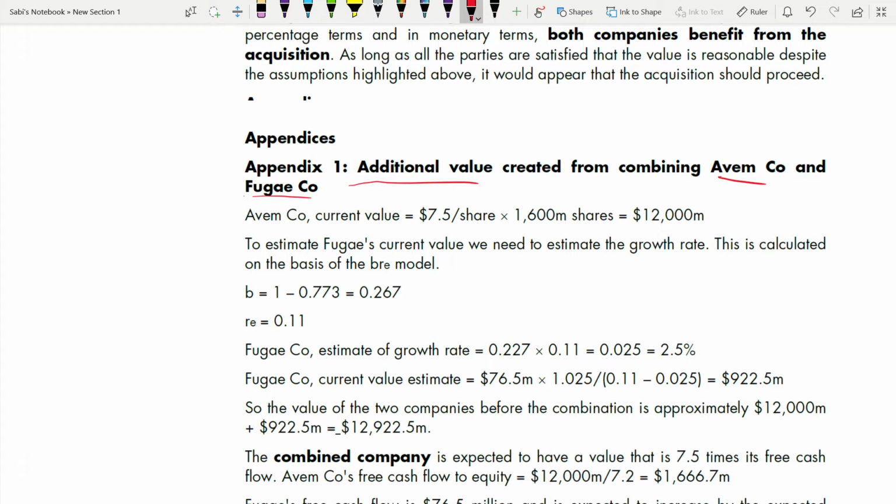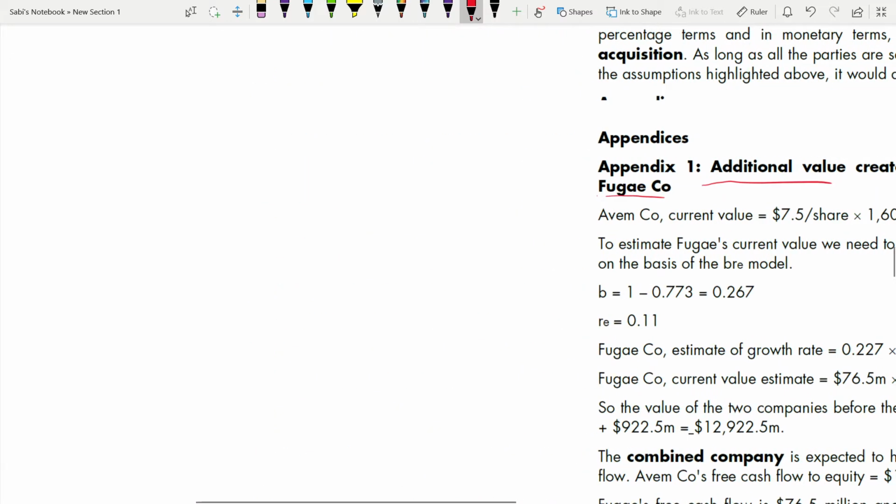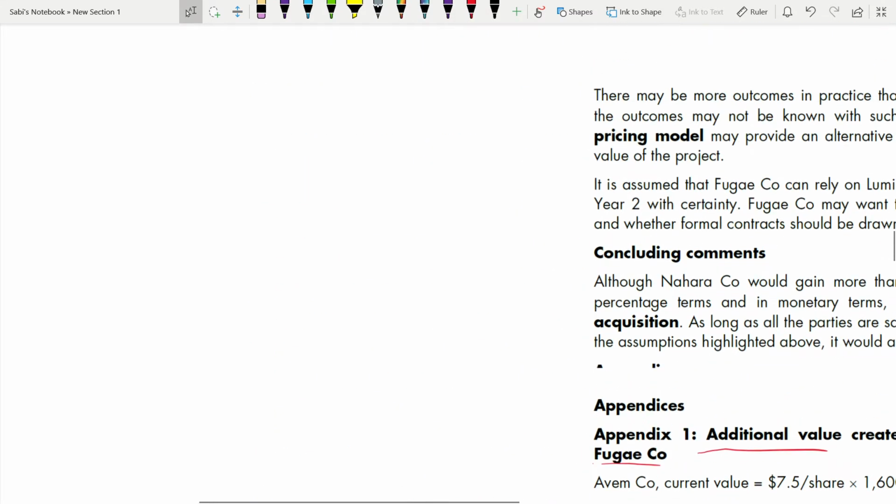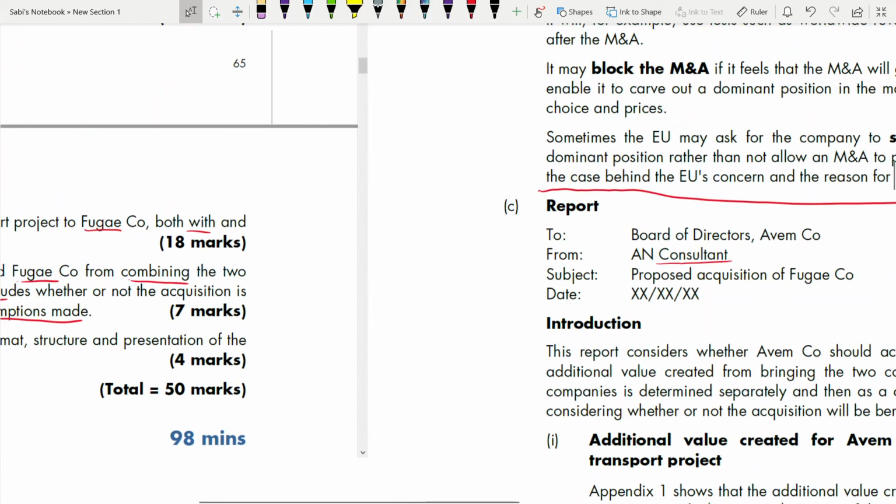Why? There's a reason why. Because you need that figure to find the combined company's value later. That's why the combined company's value you have to do later at the end. First it is the individual company. Which company? Avem or Fugoi? Any company you can do, it does not matter. So here in this case we didn't read the case study, so let's go back and read the case study. I just wanted to bring you till here so that you know.